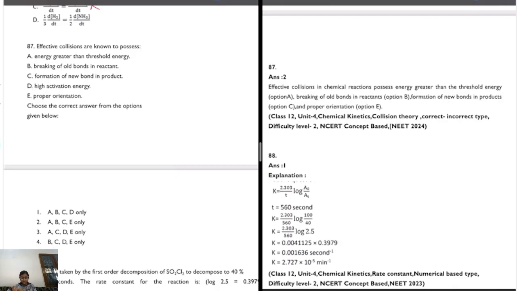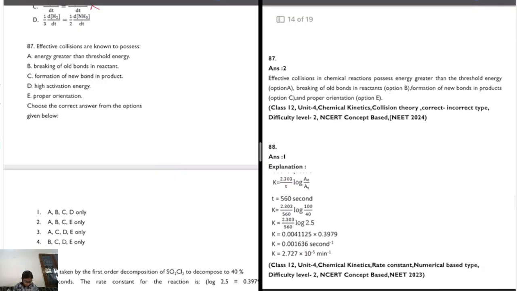For the collisions, the threshold energy should be reached, and breaking of the bonds, formation of the new bonds in products, and proper orientation should be there. Therefore, what are the options? That is A, B, C, and E.